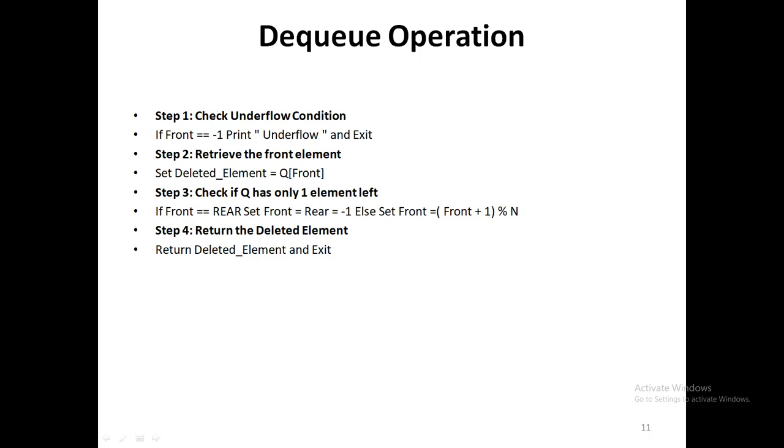For the DQ, verify the underflow condition. If it is true, delete the element from the front, and front is now set as front plus 1 mod n. If front and rear are the same, it means only one element is present in the queue. Thus front and rear are set to minus 1.